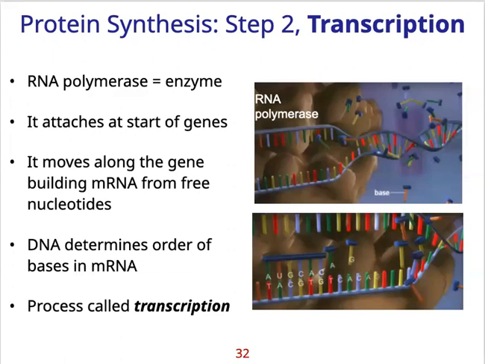So RNA polymerase is the enzyme that is most important in the process of transcription. It will attach itself to a specific sequence on the template strand of DNA. It then moves along that DNA template strand, building mRNA from free nucleotides based on the sequence of DNA. So the DNA sequence essentially determines the order of bases that are linked together in the mRNA.